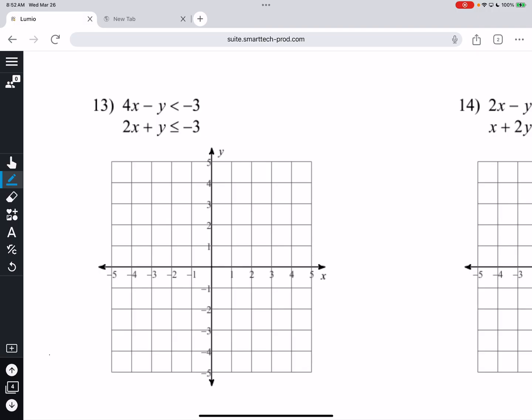Just remember, when you have it set up, because you're having to rearrange both of these equations, remember, the final equation you have is what you graph.